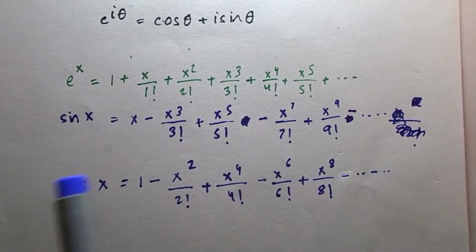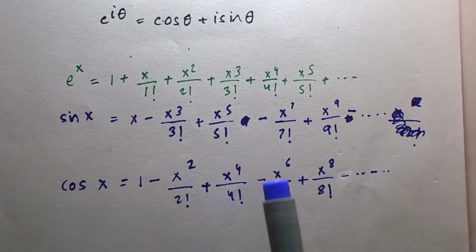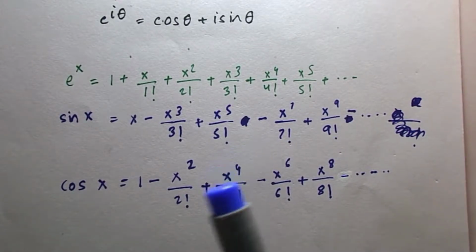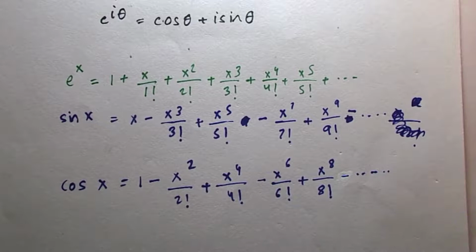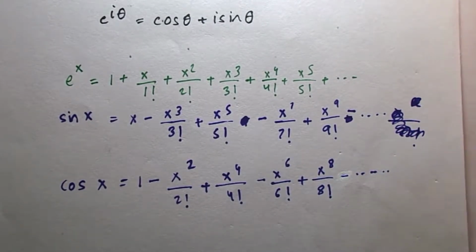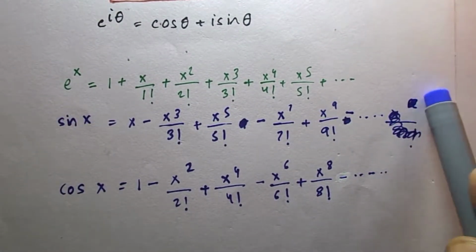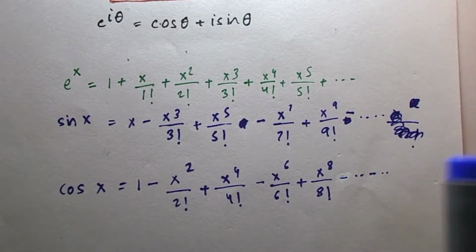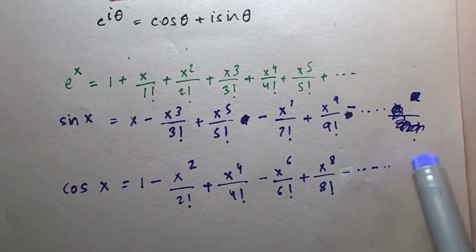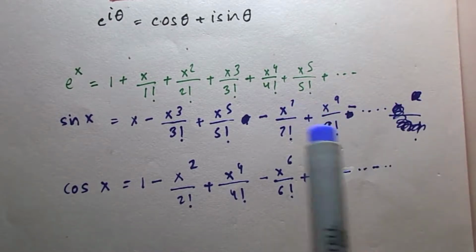Now similarly, the cosine x is 1 minus x squared by 2 factorial plus x to the power 4 by 4 factorial minus x to the power 6 by 6 factorial plus x to the power 8 by 8 factorial, and so on. So again, it's actually x to the power n by n factorial, where n is a positive even integer. Similarly here also it's a positive odd integer, and in both cases n is not equal to 0. So let's just do a revision. Sine x continues up to x to the power n by n factorial, where n is a positive odd integer and n is not equal to 0. And cosine x continues up to x to the power n by n factorial, where n is an even integer and of course n is not equal to 0.